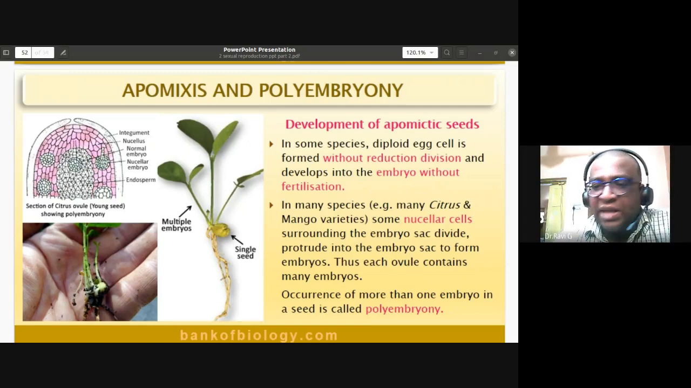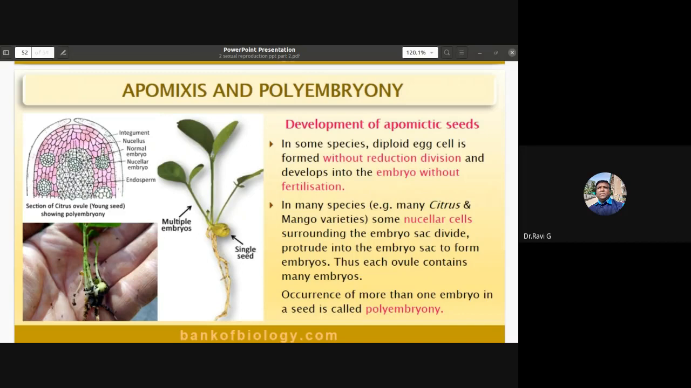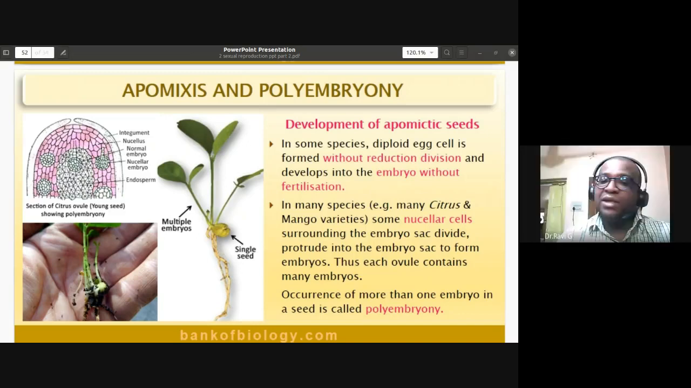The other day, someone, Siddalingesh, was asking about polyembryony. So that is how it happens. The nucellus is diploid, it divides, and this diploid nucellus cell enters the embryo sac, and within the embryo sac it develops to form the embryo without fertilization. Thus each ovule contains many embryos. In one ovule there are many embryos, that you can notice here. So occurrence of more than one embryo in a seed is called polyembryony.